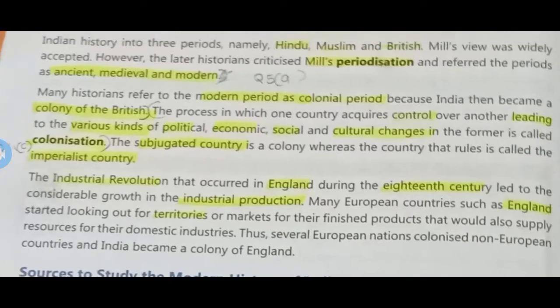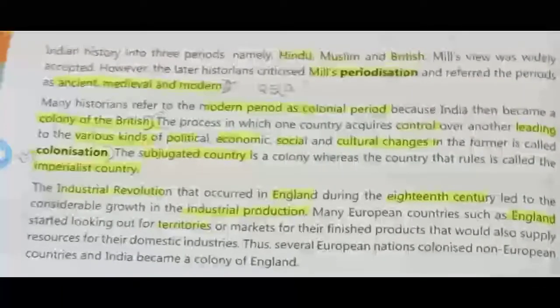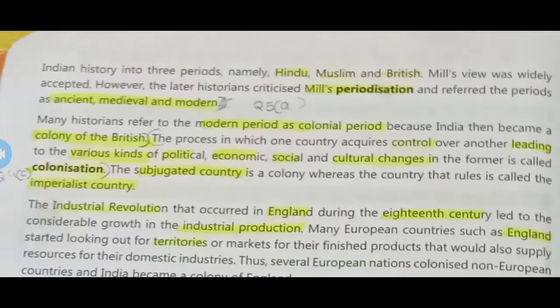The subjugated country is a colony, whereas the country that rules is called the imperialist country. The subjugated country means the country which is controlled by another country, and the country which is ruling is called the imperialist country.